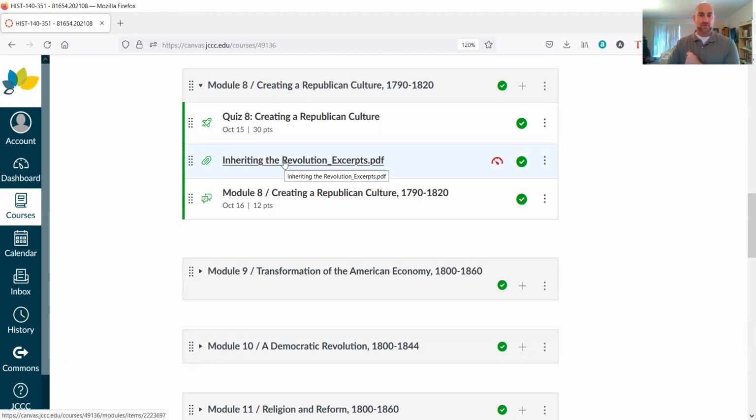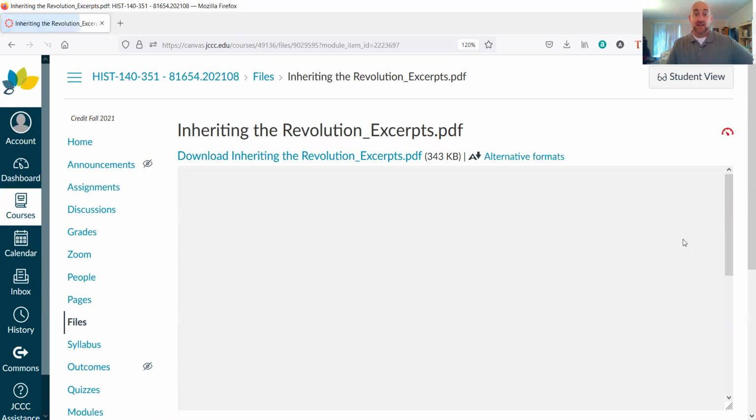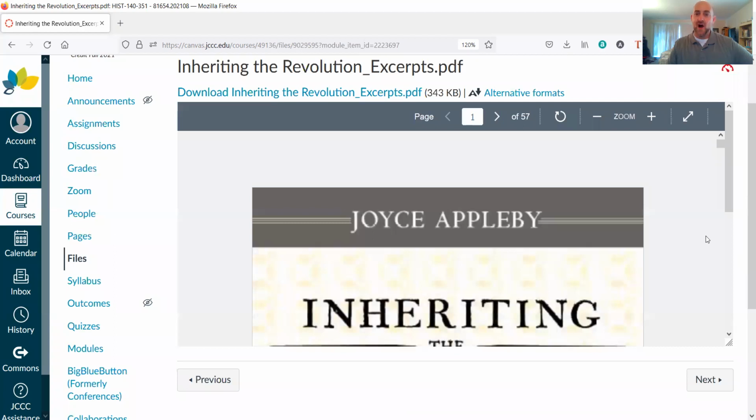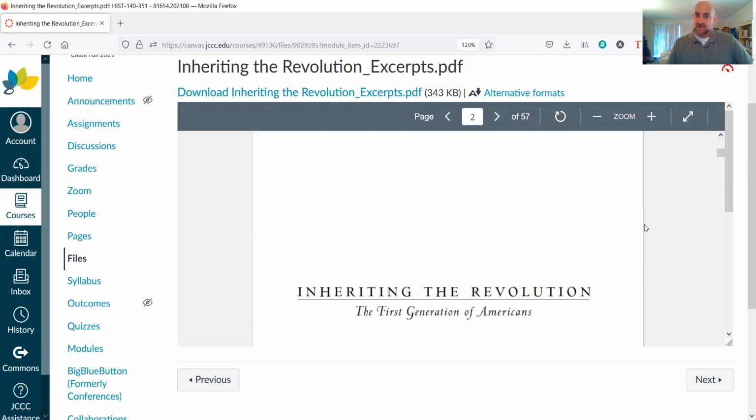And so I gave you an excerpt from a book by a historian named Joyce Appleby, who was a historian for many years at UCLA out in LA. And it's called Inheriting the Revolution. And it's about the first, as it says, the first generation of Americans. It's about the first generation born after the revolution was completed, and how they adjusted to this new world, how they created the ideas, the customs that defined American life.